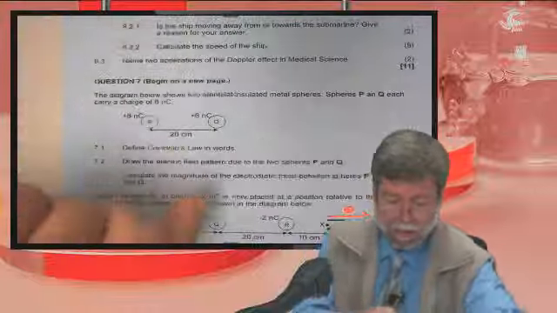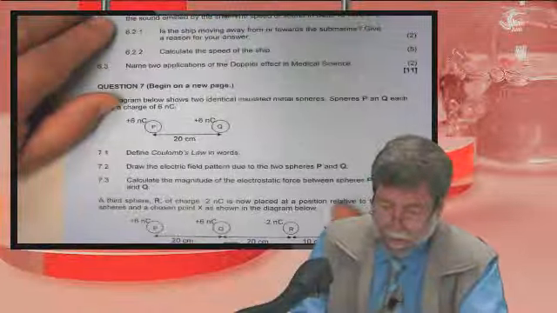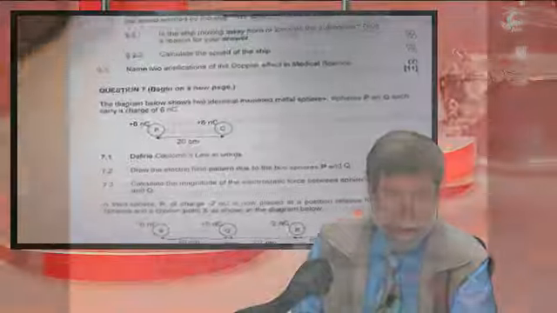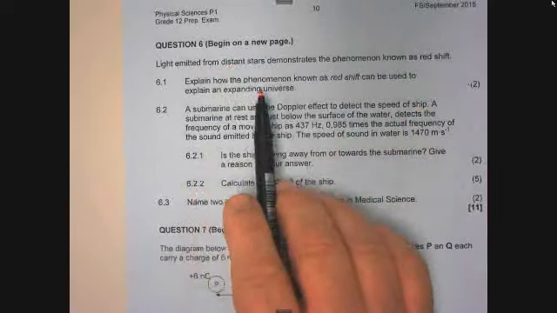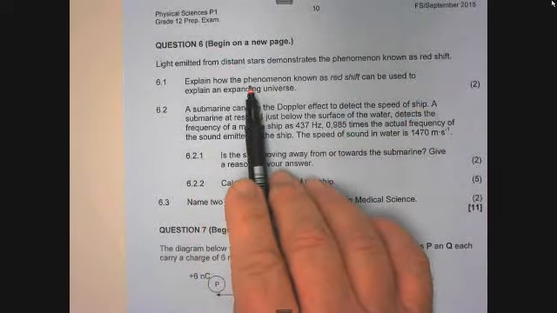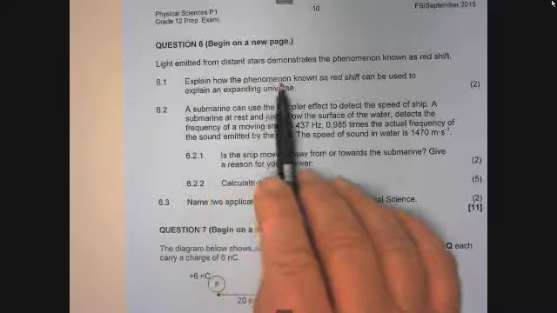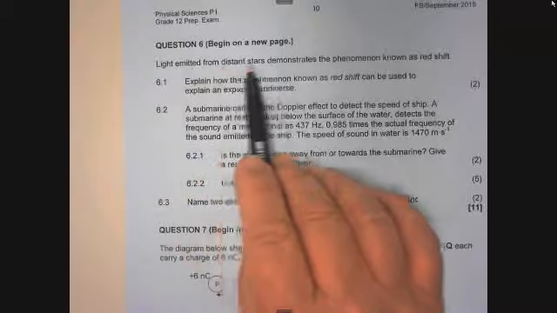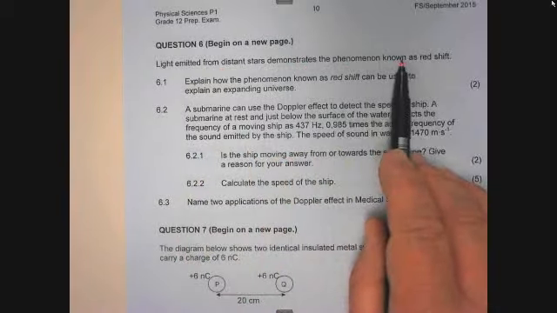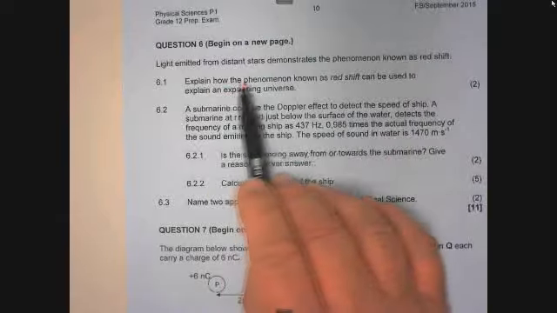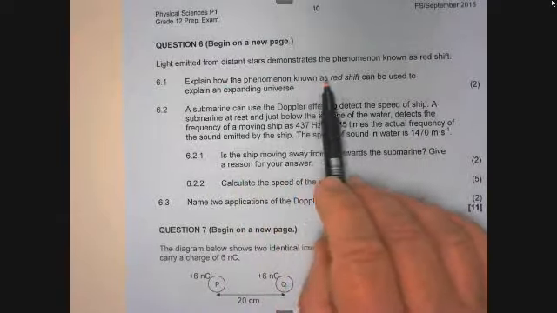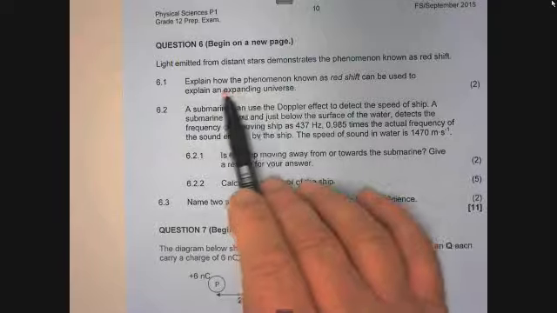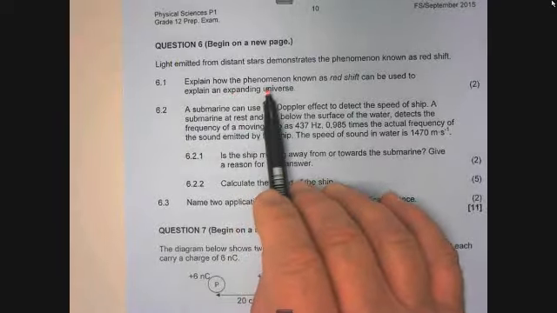And that's the question on the Doppler effect. The first question is on redshift. Light emitted from distant stars demonstrates the phenomenon known as redshift. Explain how the phenomenon known as redshift can be used to explain an expanding universe.